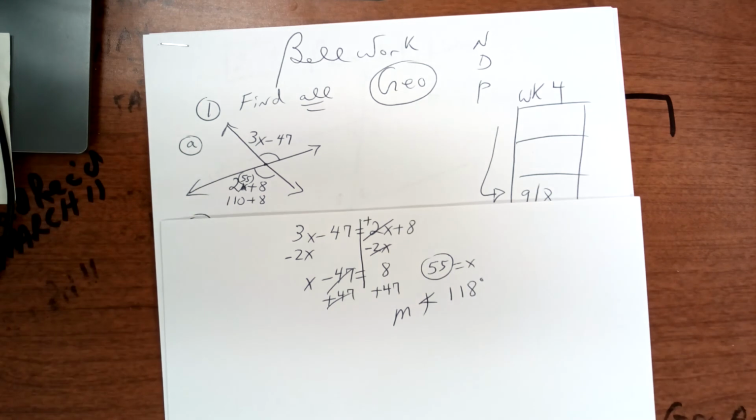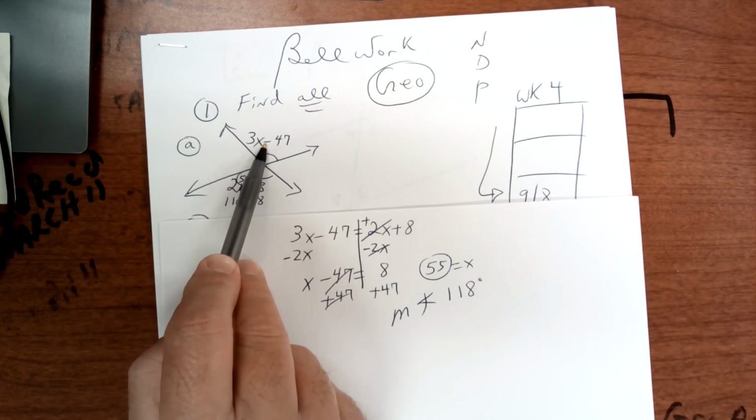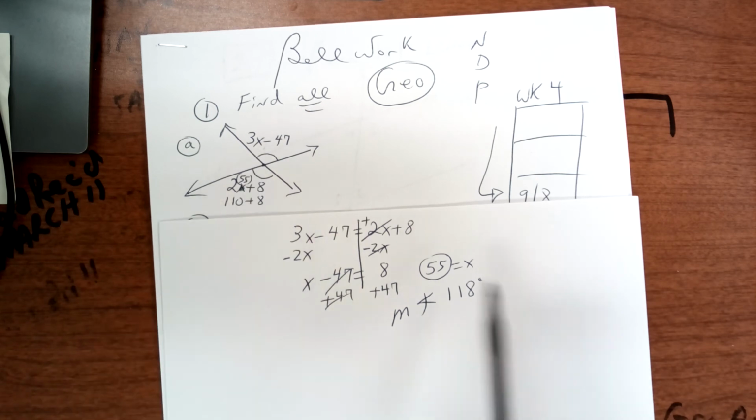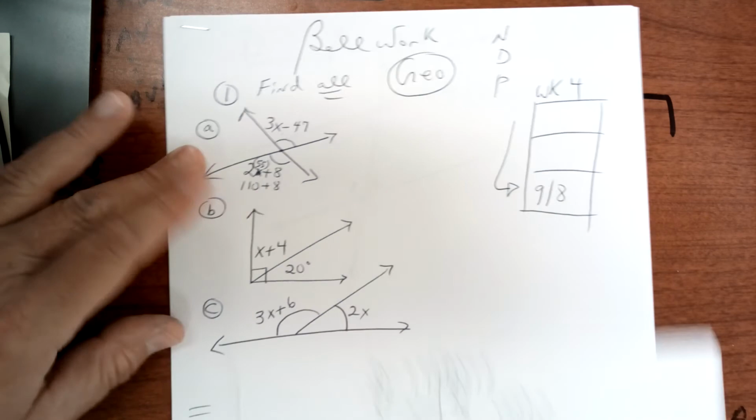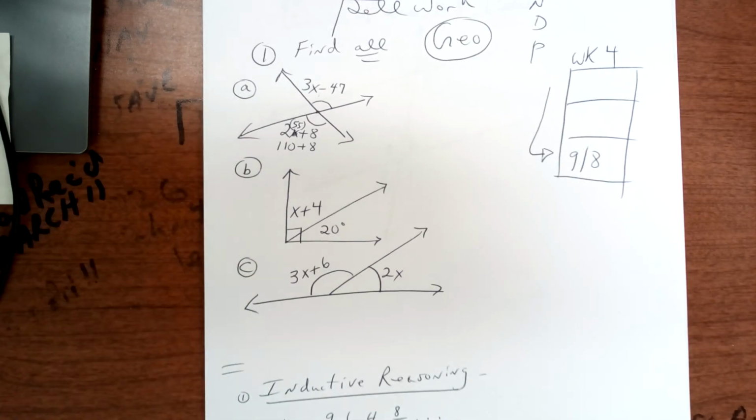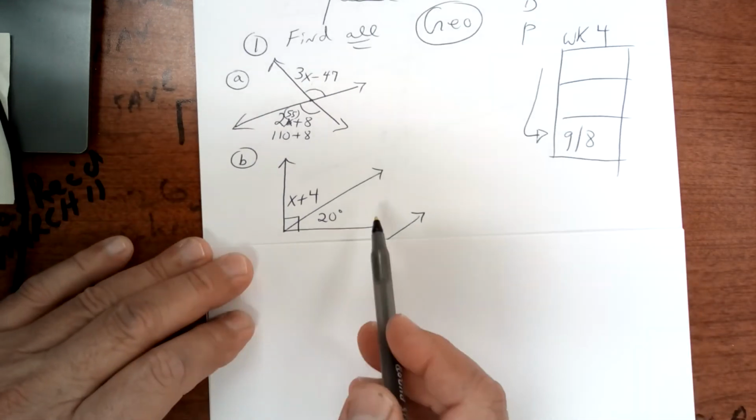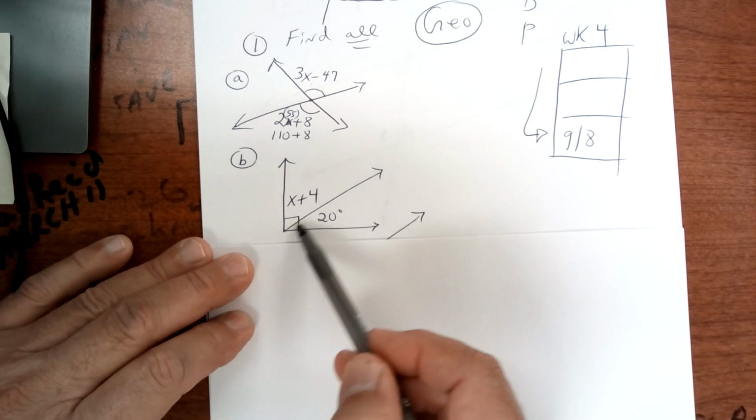And that's how you do that. And that's how you find all 118, 118, and x is 55. Pretty easy, actually. This one right here now, these are not equal to each other. They could be if this ray here was a bisector, but it's not.